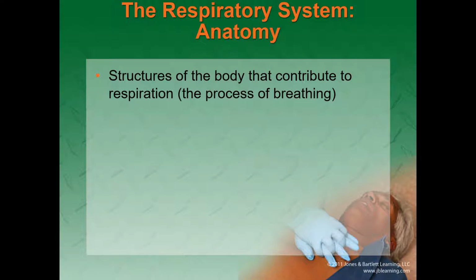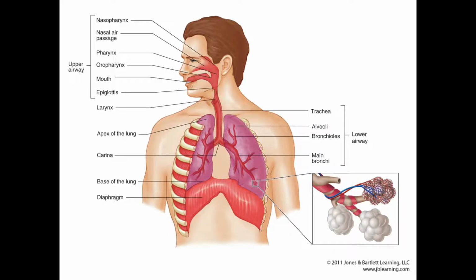Respiratory system. These are structures of the body that contribute to ventilation, which is the actual process of breathing. Respiration is actually the exchange of carbon dioxide and oxygen within the body. Your airway is divided into two sections. You have your upper airway and your lower airway.